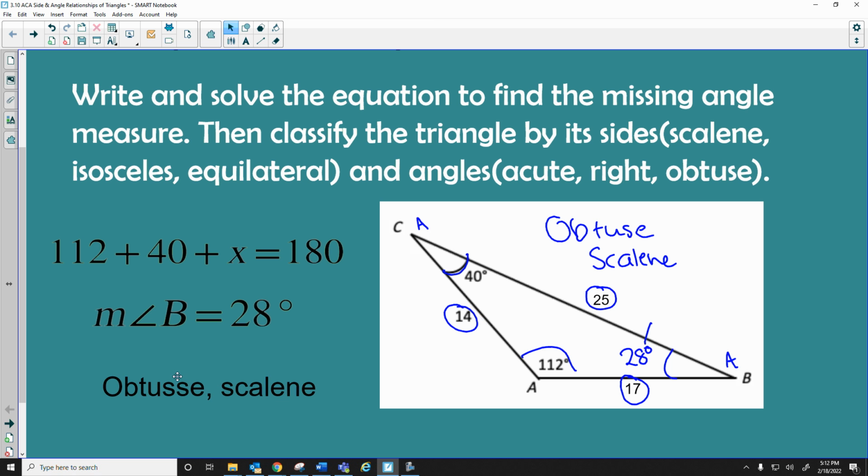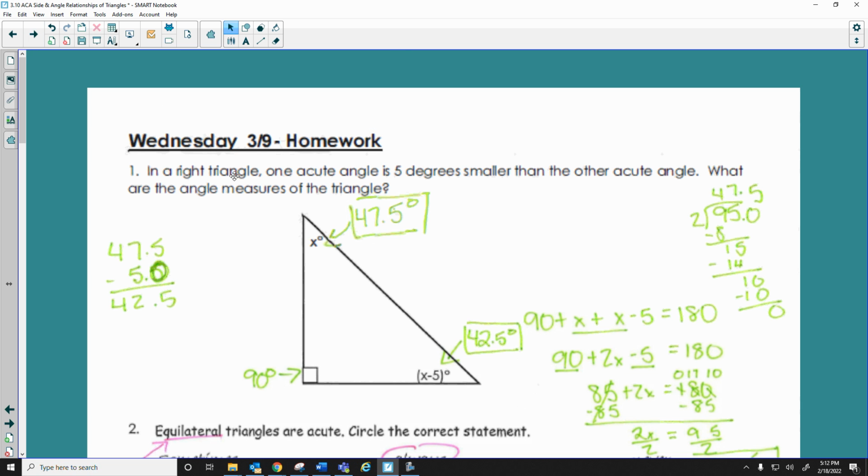Oopsies, that's spelled wrong. So many mistakes. We're getting it figured out though. There we go. Alrighty. Okay.